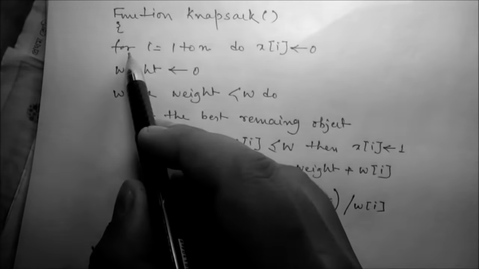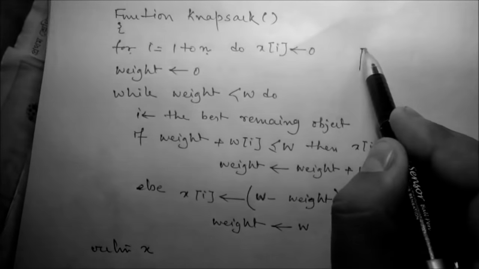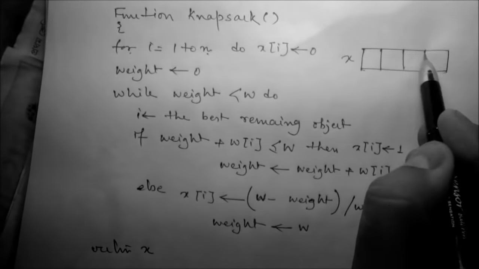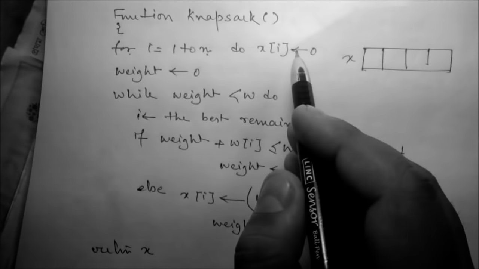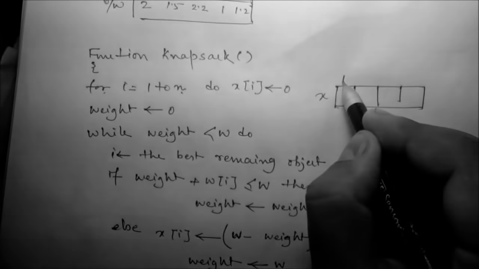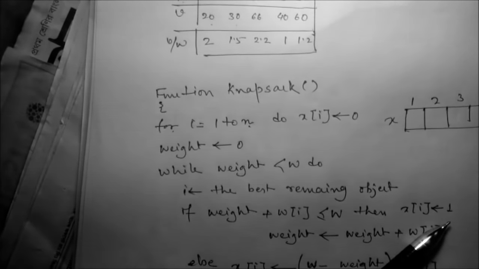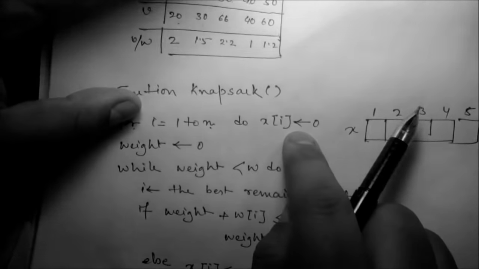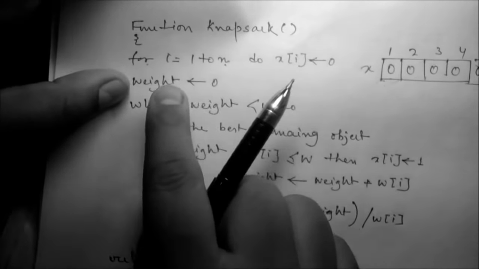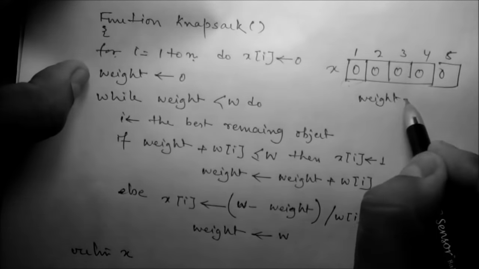Now, for i equal to 1 to n, keep x_i. Where i is 1 to n, n means the number of items. How many items are there? 5 items are there: 1, 2, 3, 4 and 5. Initially the contents are all 0. Now there is a weight variable, and it is 0.